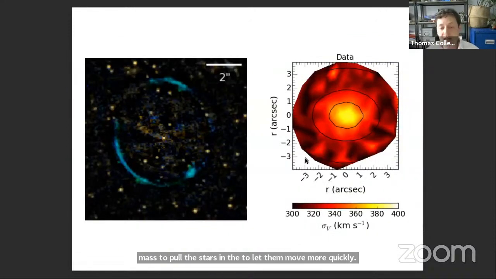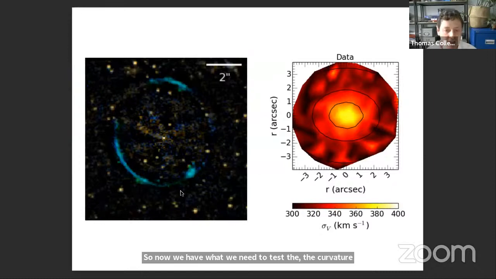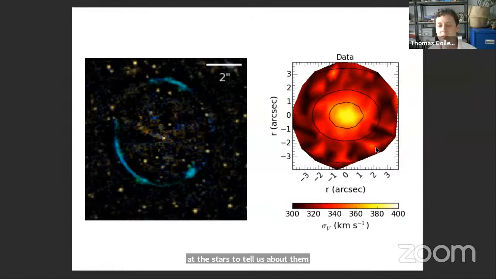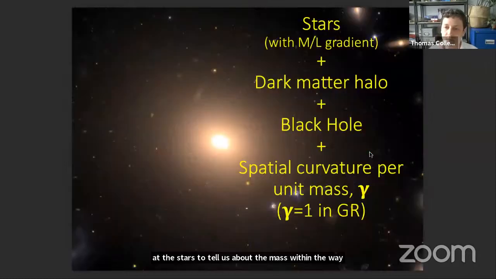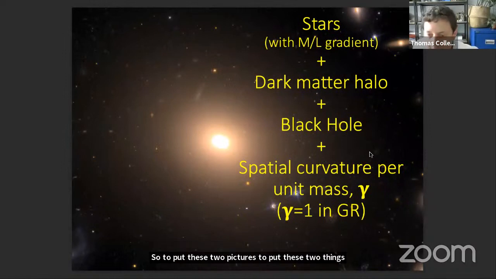So now we have what we need to test the curvature of space-time: a gravitational lens telling us what the photons are doing, telling us about the curvature of the space-time, and the stellar kinematics of the lensing galaxy, looking at the stars to tell us about the mass within the Einstein ring. So to put these two things together, we need a model that we can fit for.